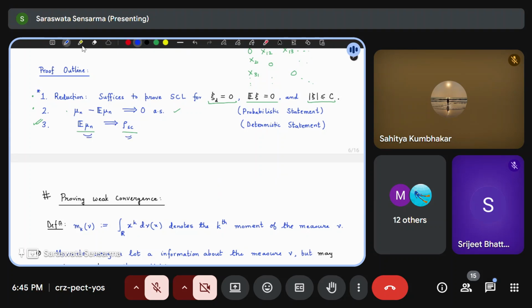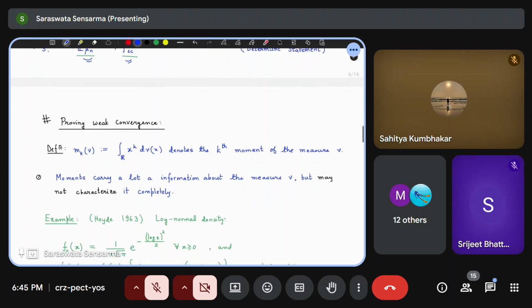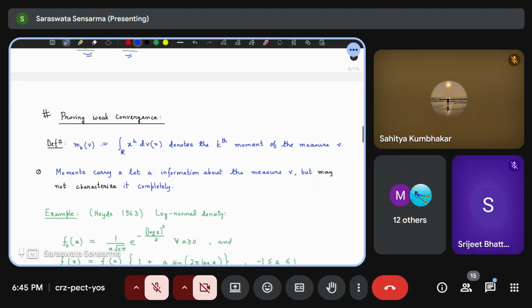Suppose a measure is converging weakly to another measure. How do we show that? Well, there's a nice way of doing it called the moment method. Okay. So let's say we define the moments of a measure in this way by the expectation of x power k.